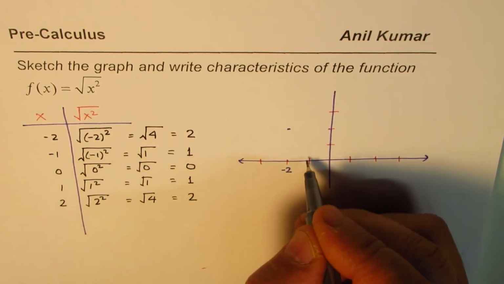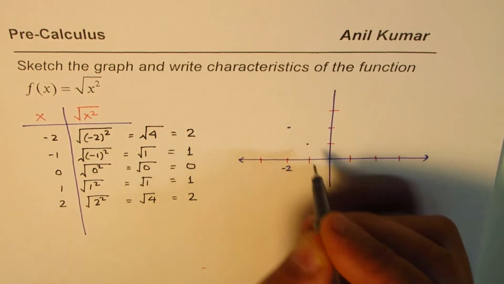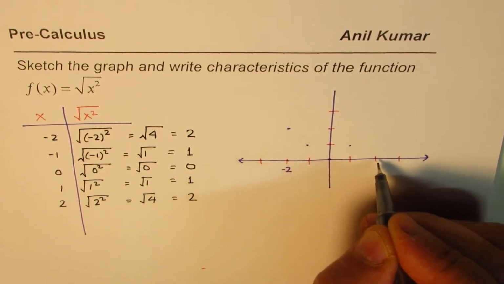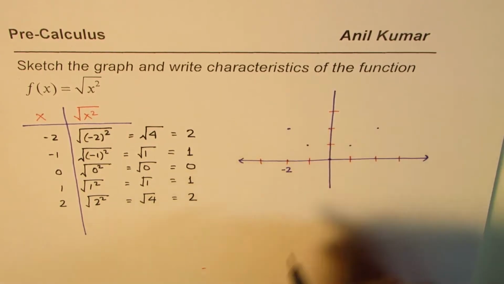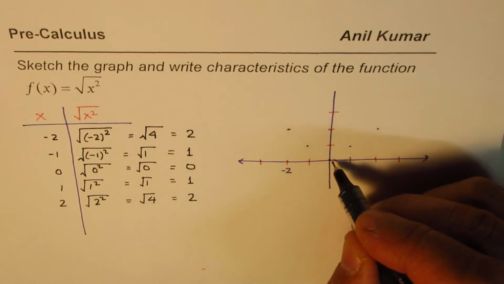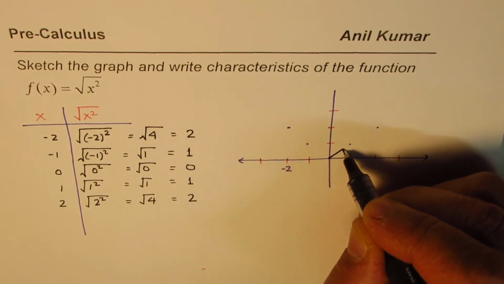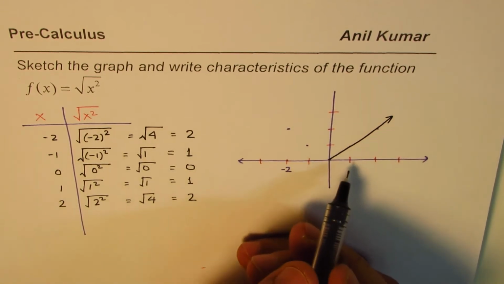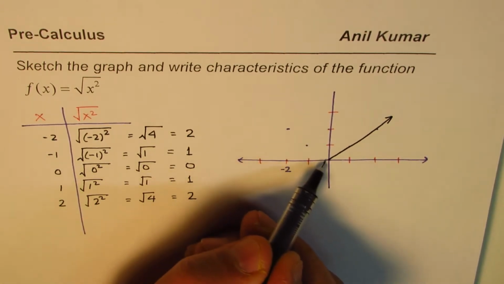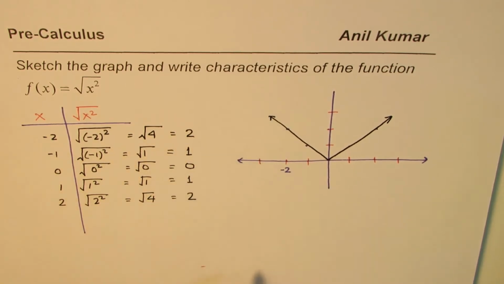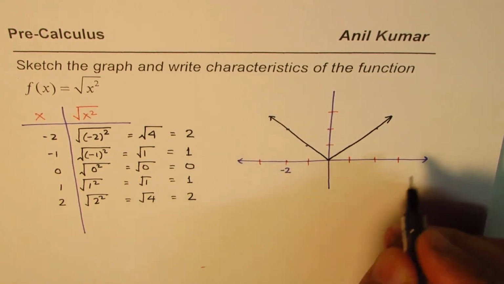At -1, it is 1. At 0, it is 0. At 1, it is 1. At 2, it is 2, right? So these are some values which we have got. So if we connect them, we get a graph. And the graph is kind of like this. Does it remind you of something? So we have something going up here, kind of like this, right? So that's the graph we get.